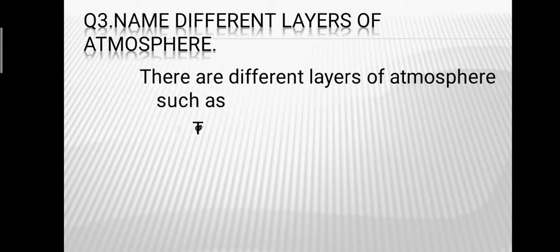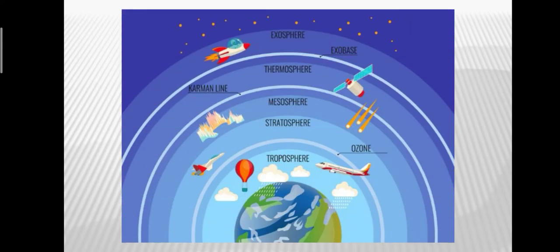The first one is troposphere. As you can see, the troposphere has clouds in it. The second one is stratosphere. The aeroplanes and the flying jets fly in the stratosphere. The third one is mesosphere. The mesosphere has the comets that rotate in it. Then we have the thermosphere, which has the stars and the satellites, and the last we have the exosphere, in which we send the rockets.